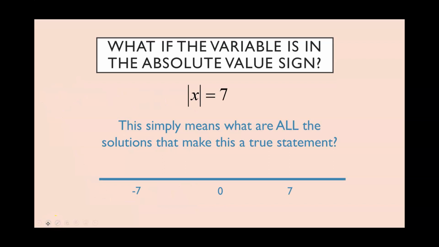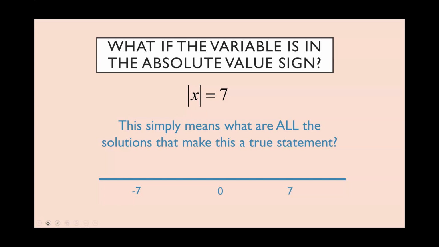All right, so that is if I give you your x's and you're looking for y, but what if you're looking for your x and I give you your y? Now we're going to do a simple one. We're going to get into more complicated ones in another lesson. So what if the variable is in the absolute value sign? So this is saying the absolute value of x is 7. What this means is asking what are all the solutions that can make this statement true. So it is saying what are all the numbers that x can be to give you positive 7.